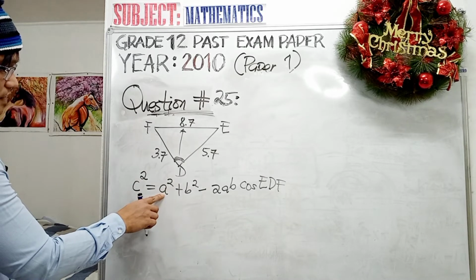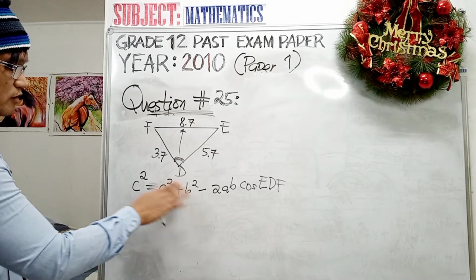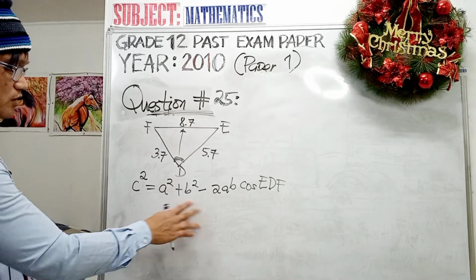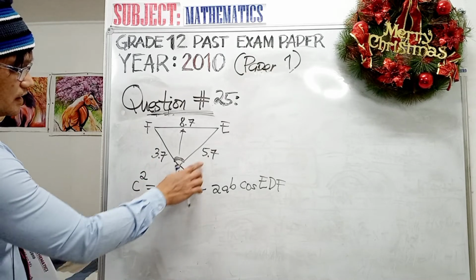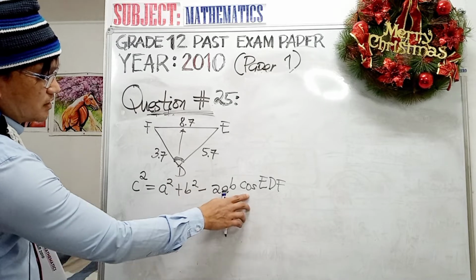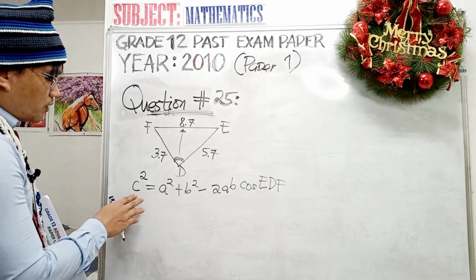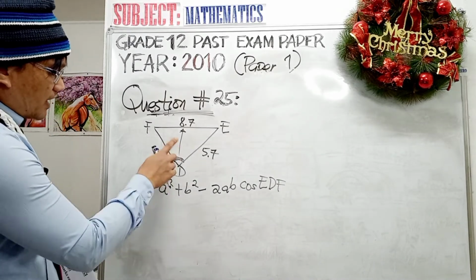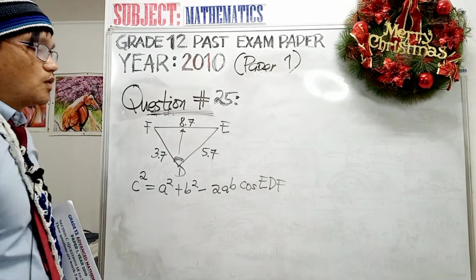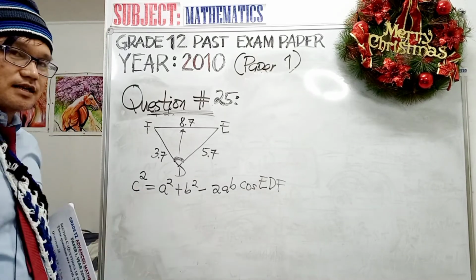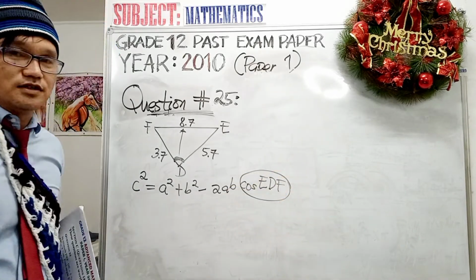So our A is 3.7, or any of it. If you interchange it, it does not affect the solution. So 3.7, and then B is 5.7, minus 2AB cosine EDF. You have the option of whether you will substitute the values first, or you can rearrange the formula, making this one the subject, because this is the unknown.